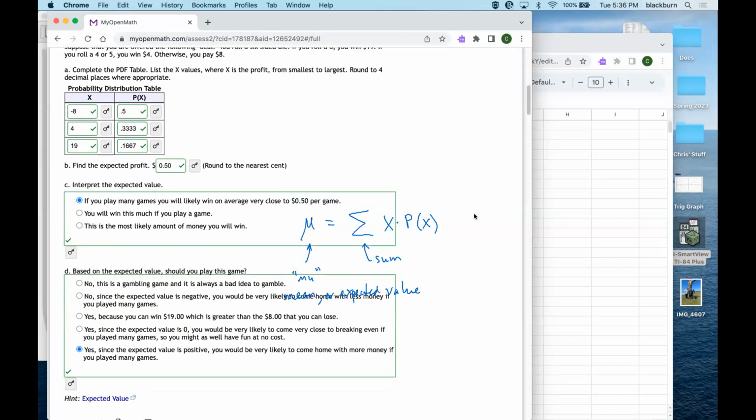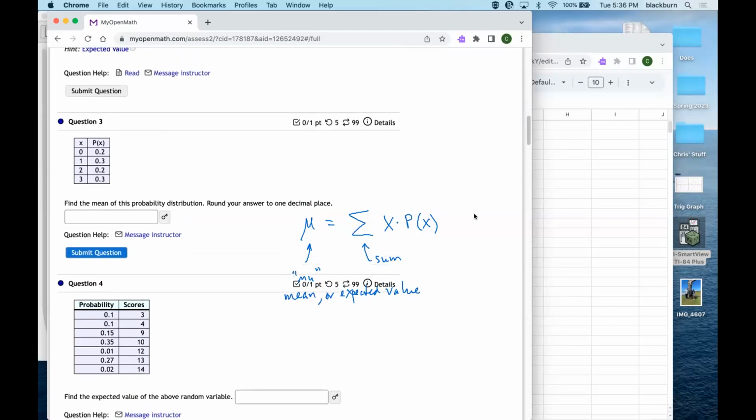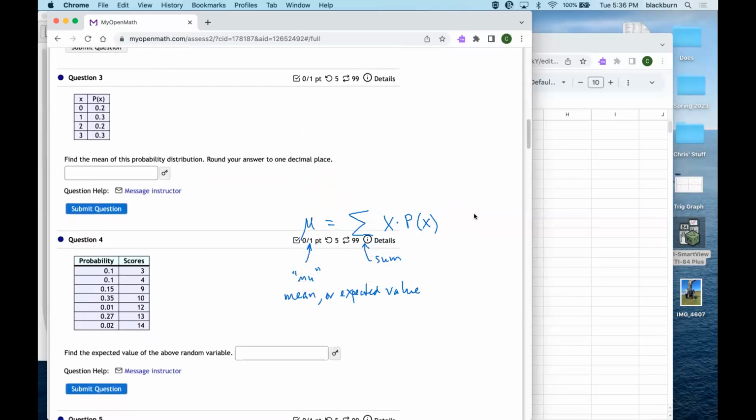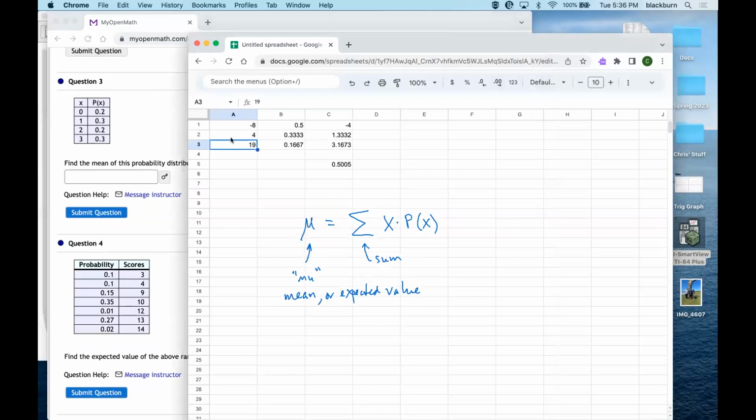So let's look at the next one down. Okay, mean of this probability distribution. Mean and expected value mean the same thing. All right, so we could do questions 3 and 4 the same exact way. So let's do number 4, just for kicks, because it looks like it's a bigger table. I'd like to have my probabilities in the second column and my numbers in the first. So I'm going to put my scores in the first column here.